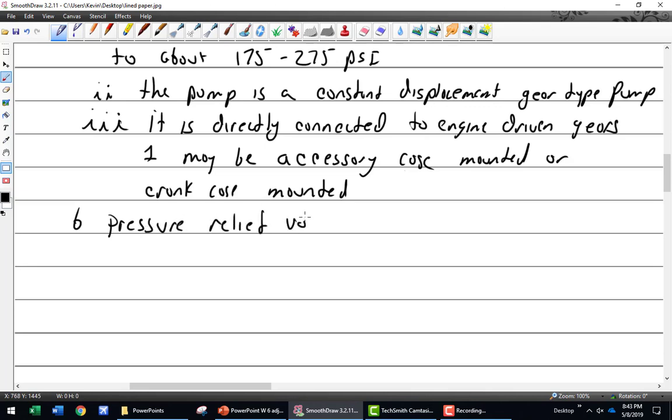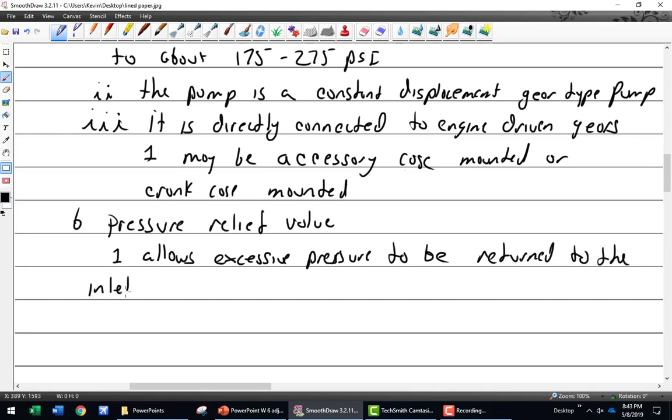I have a pressure relief valve. Very important. To prevent too much pressure, the pressure relief valve allows excess pressure to be returned to the inlet side of the pump. Allows excessive pressure to be returned to the inlet side of the pump.